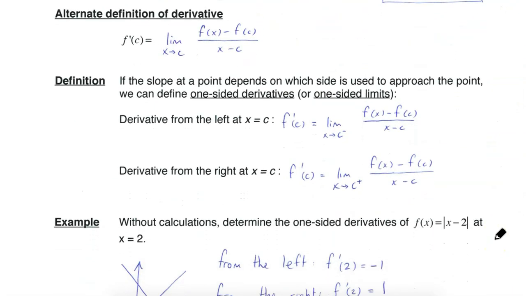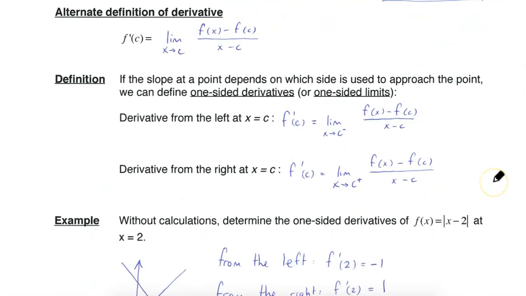There's another way to write the derivative, which is, again, rise over run with a limit, but this time we introduce a c. It's the derivative at c when x approaches c. So I made a little sketch that I want to show you for this situation.